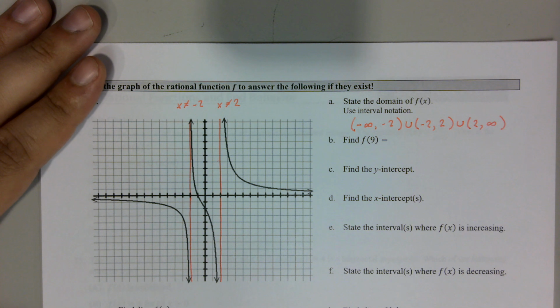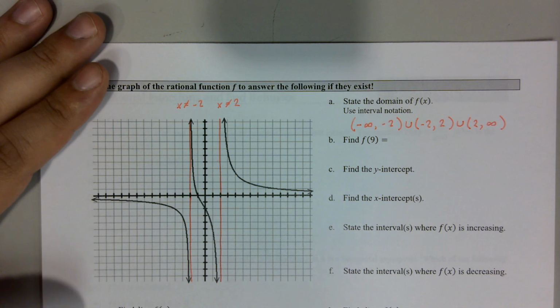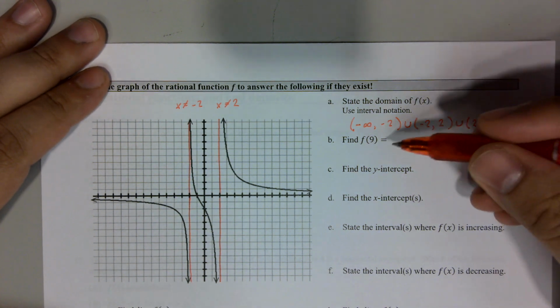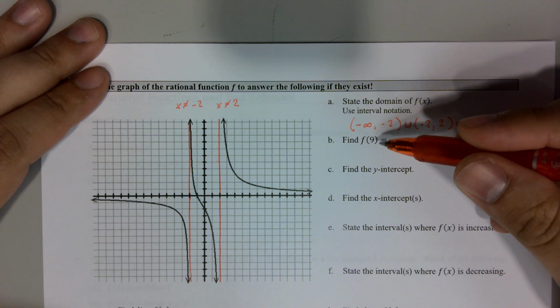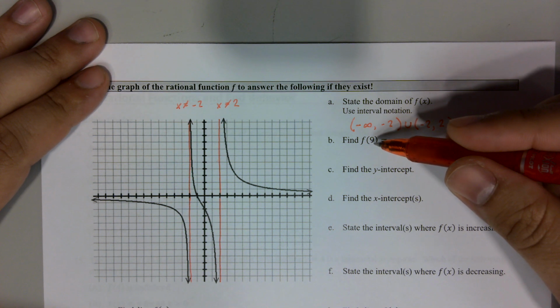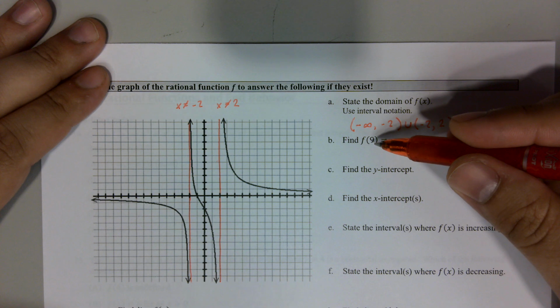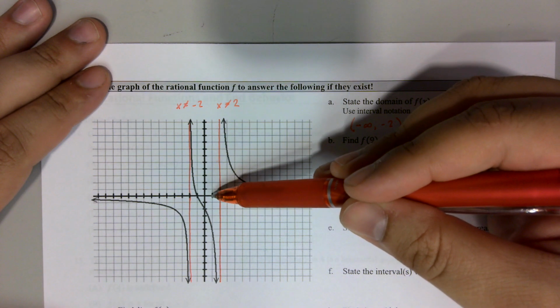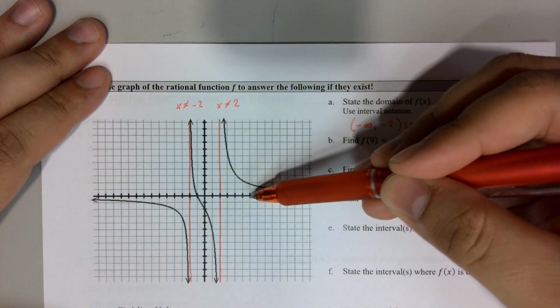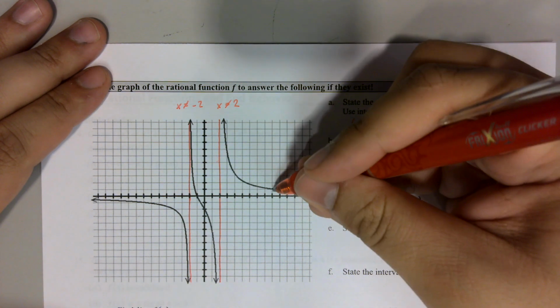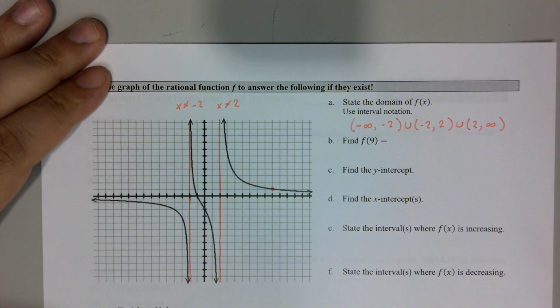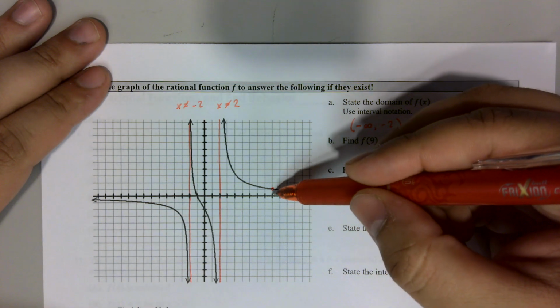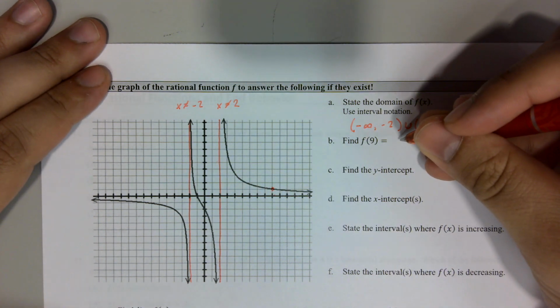Now what about f of 9? We want to find what f of 9 is. Well, f of 9 is basically just saying, what is the y value when x is equal to 9? So we can count on our graph. We have 1, 2, 3, 4, 5, 6, 7, 8, 9. And so that is this point right here. So when x is equal to 9, the y value is equal to 1.